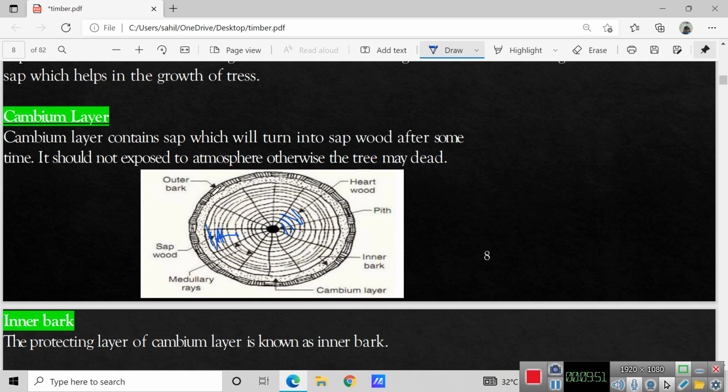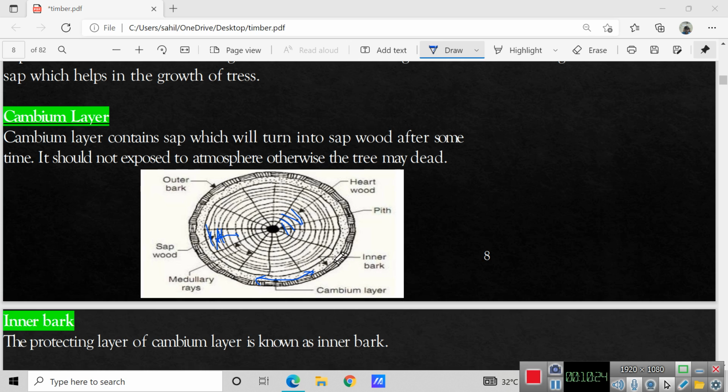Now next is cambium layer. Cambium layer contains sap which will turn into sapwood after some time. It should not be exposed to atmosphere, otherwise the tree may die. You can see here it is mentioned that if the cambium layer is exposed to atmosphere, the tree may die. Therefore we have to take care of the cambium layer very much, so that the tree is alive and for the betterment of the tree.